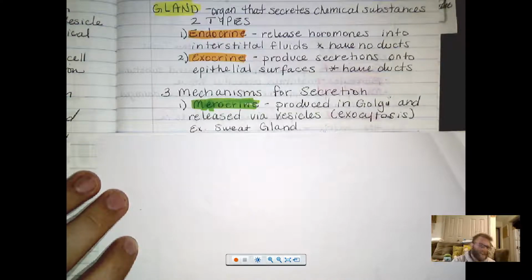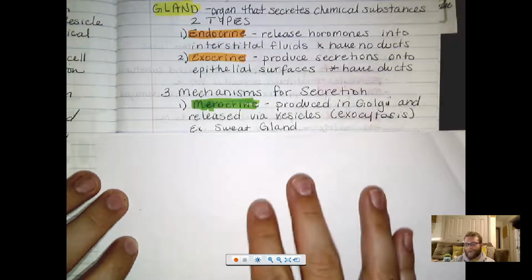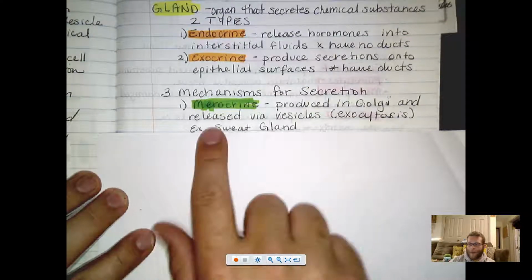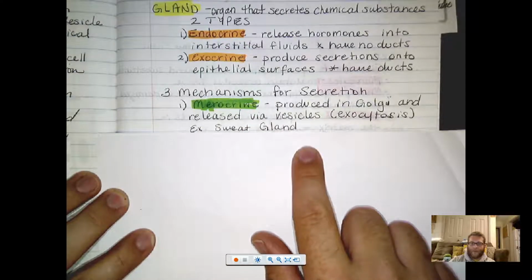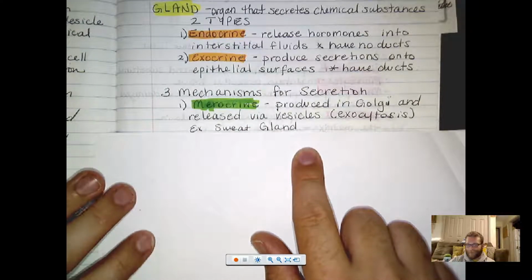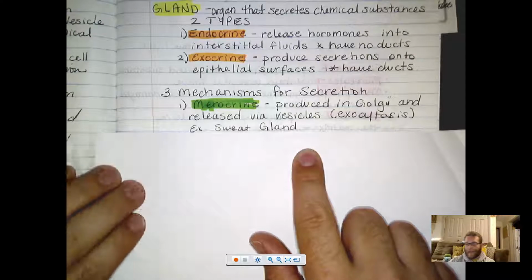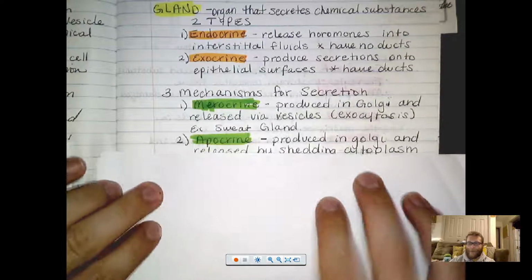Your sweat gland is an example of a merocrine gland. It's releasing fluid, as well as other things, to the surface so that the body can use it to help cool itself off. Okay, that's merocrine. So remember, merocrine is vesicles. Our second mechanism for secretion is apocrine secretion.